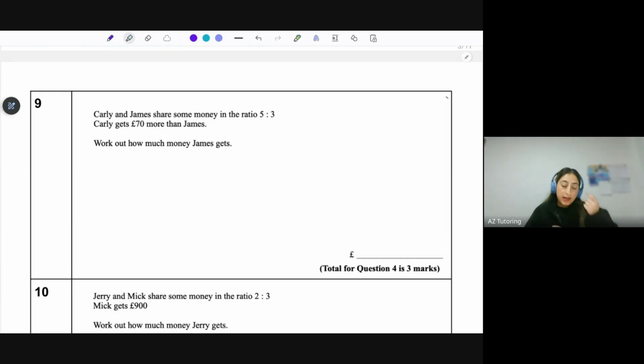The question says, Carly and James share some money in the ratio of 5:3. So they've given us the ratio, that's one thing. It says Carly gets £70 more than James. So the only thing that we know is Carly is getting £70 more. We don't know the total amount they've shared, what they started off with. Work out how much money James gets. So first of all, I'm going to write down the ratio.